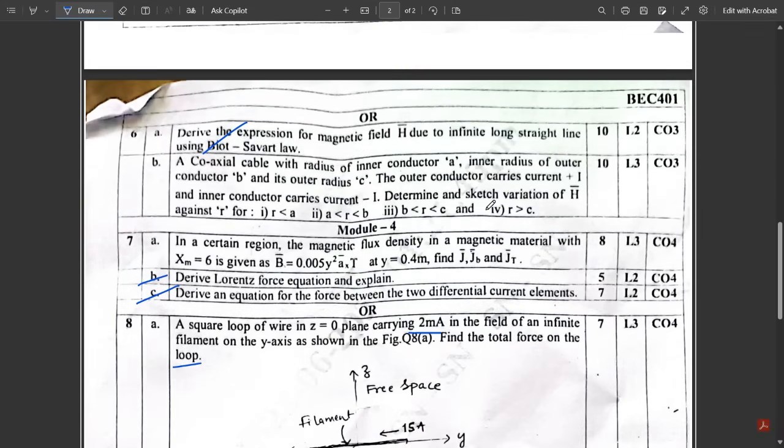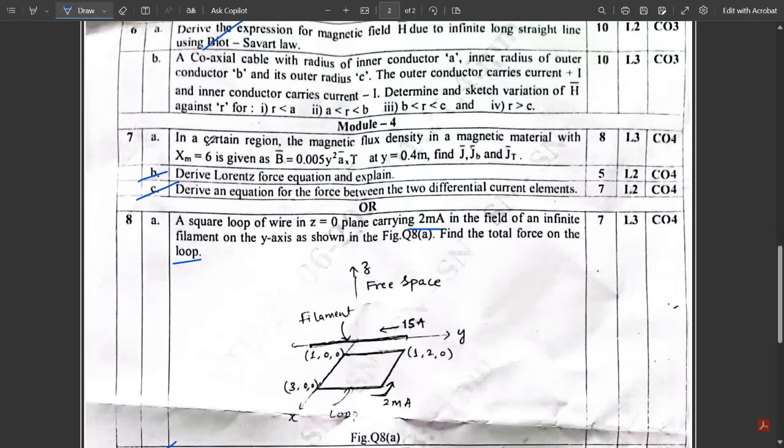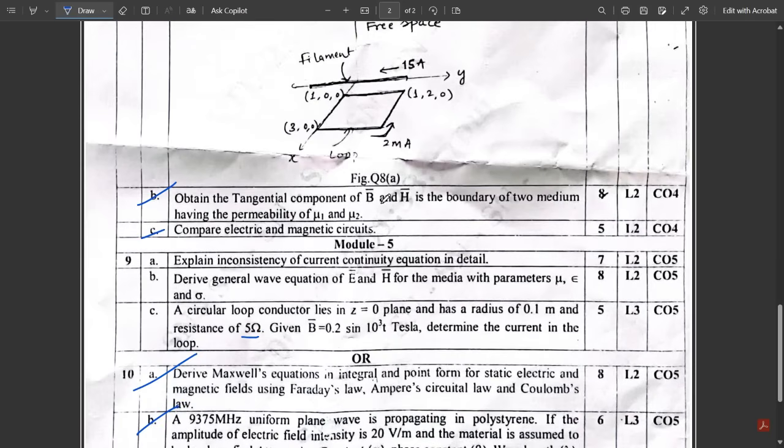Okay, and module 4 also, Lorentz force and force between two differential current elements. These things I've already covered, and tangential current, that is a magnetic component, that is a magnetic boundary condition. If you solve it for flux density and field intensity under magnetic field, this also if you write it, you will be getting marks. Comparison between electric and magnetic circuits, you will be easily scoring marks here as well.